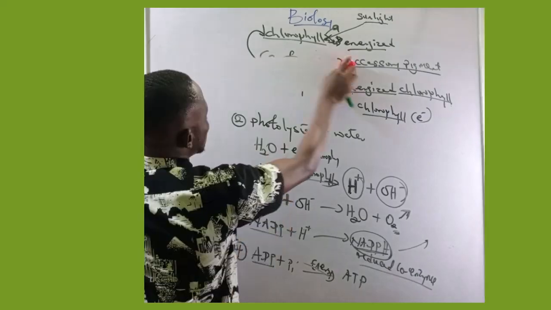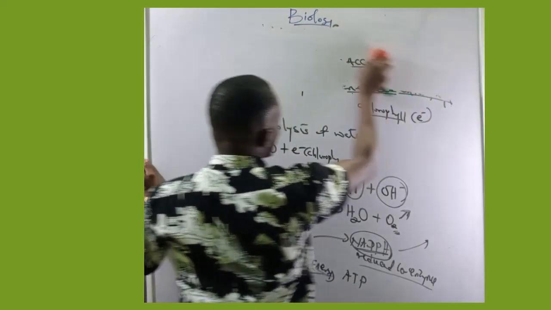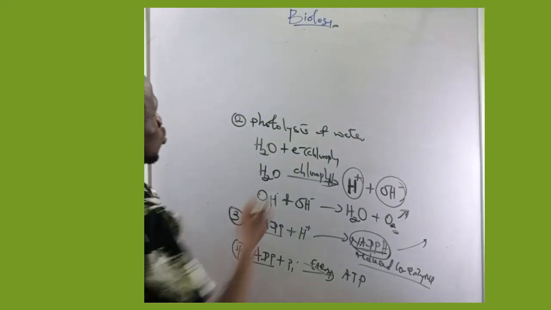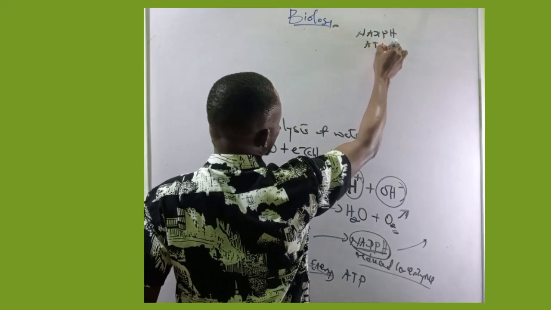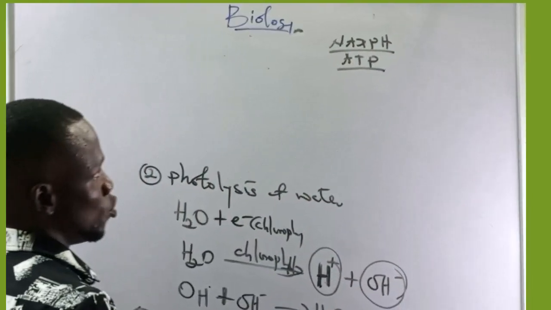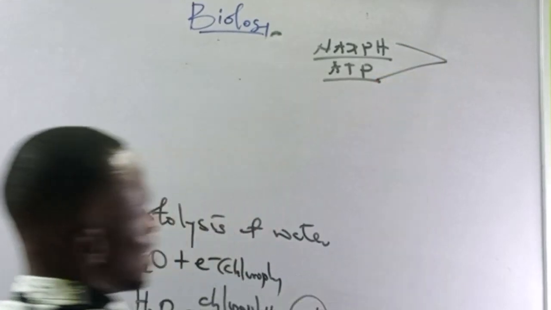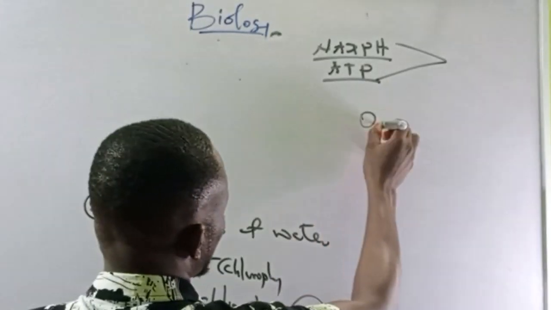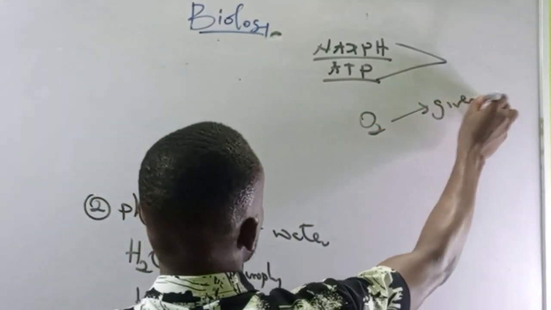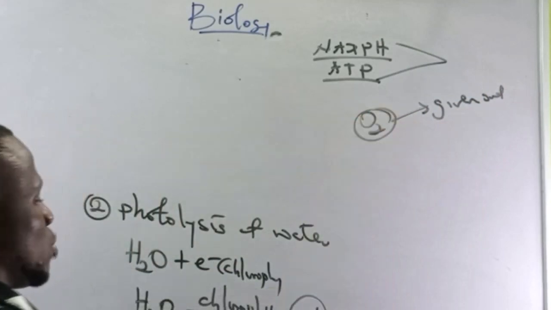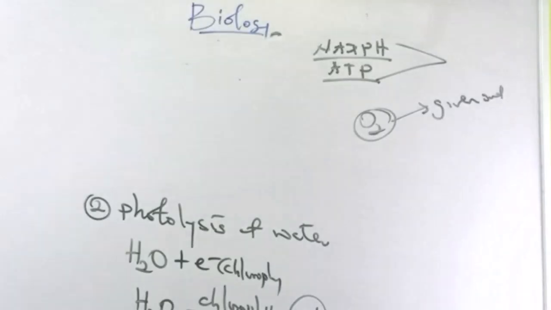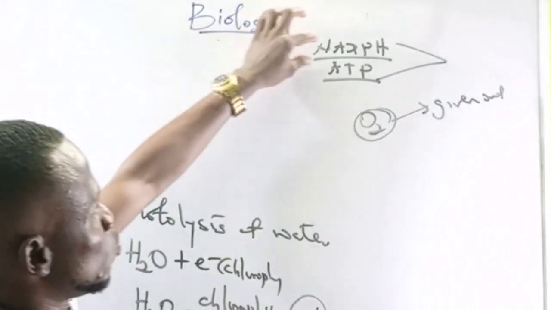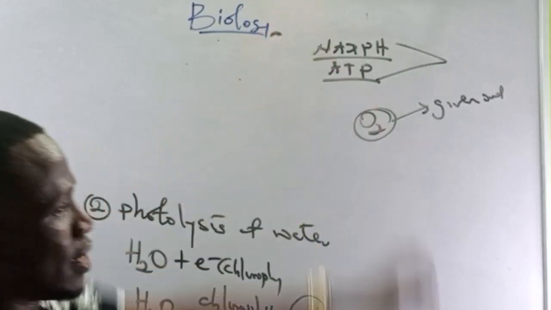So now you can see that in the light dependent stage, which is the light reaction stage, two things are produced: NADPH and ATP, which will be needed in the last stage of photosynthesis. The oxygen is also produced, but oxygen is given out. Remember, the oxygen is produced from the splitting of the water molecule. So after the light dependent stage, we get NADPH and ATP.